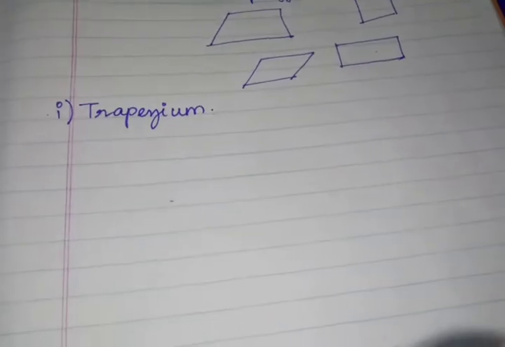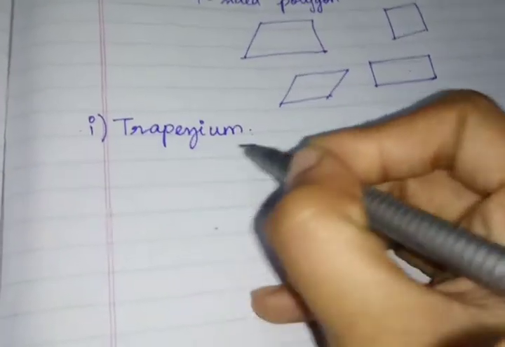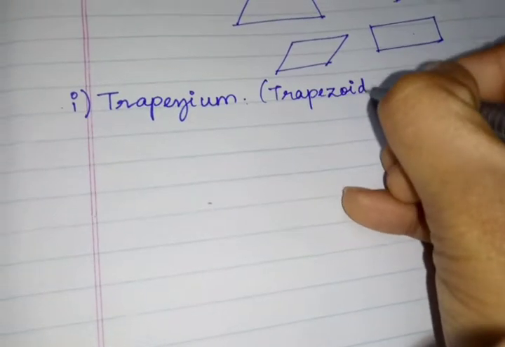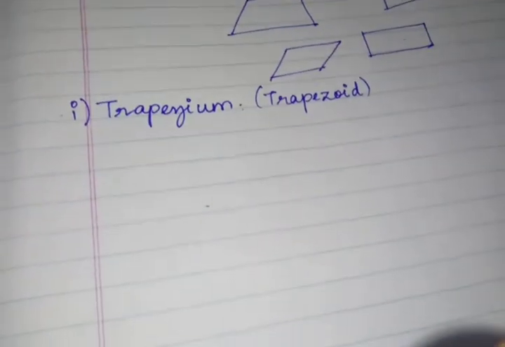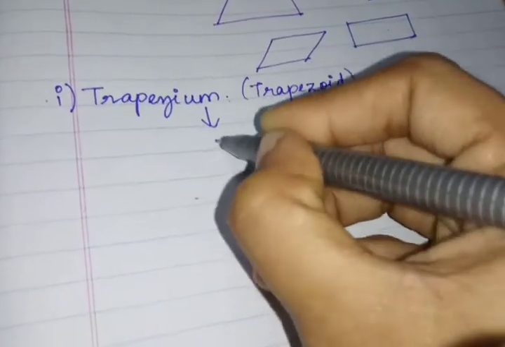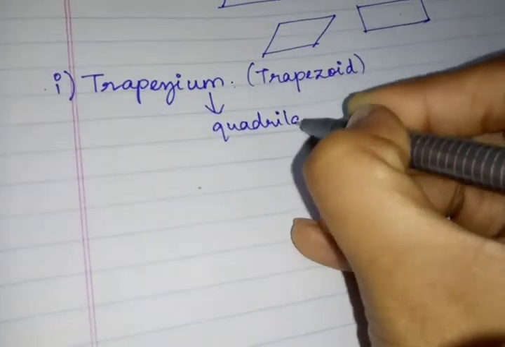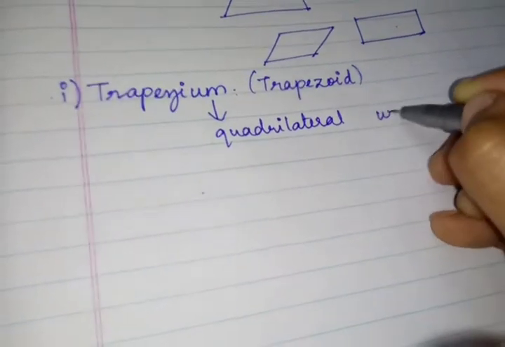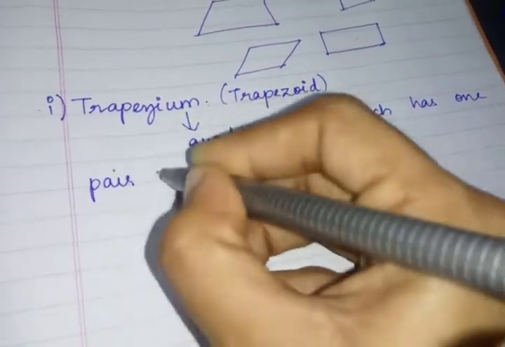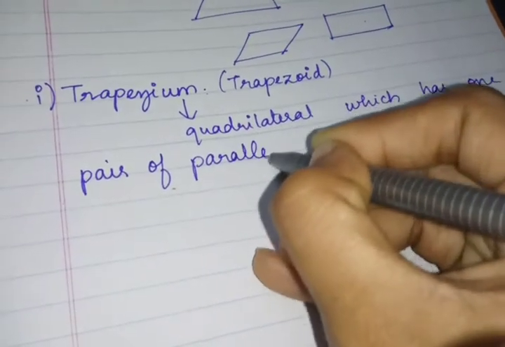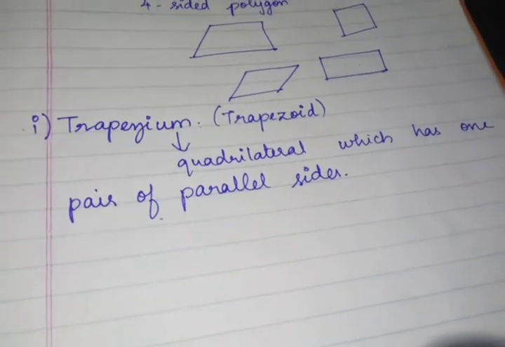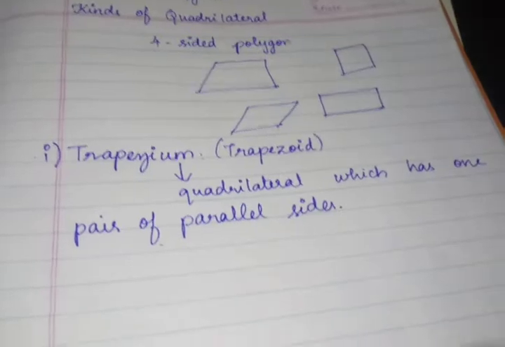Okay children, the first type which we are going to learn is trapezium, or we also call it trapezoid. We can call it trapezoid also, trapezium also. It is a quadrilateral which has one pair of parallel sides. It will have at least one pair of parallel sides. So I'll give you a diagram. I'll just show you.